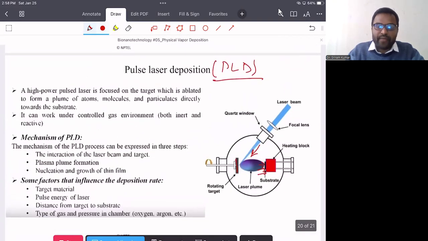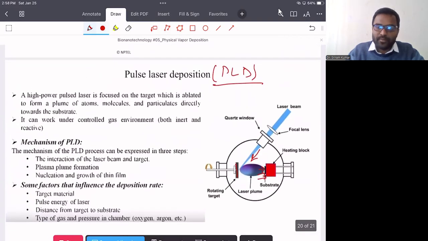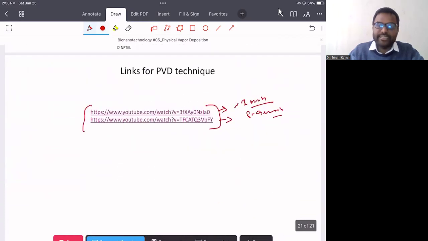In the next class, we will discuss the sputtering technique, which is one kind of PVD technique and a very well known technique to deposit thin films on any kind of substrate material. See you in the next class.